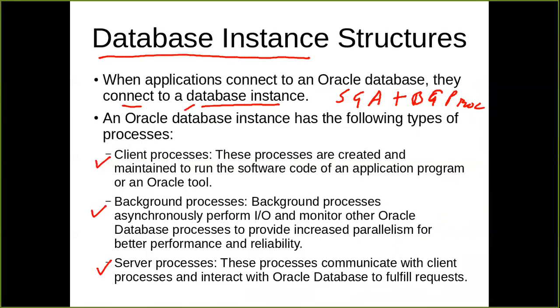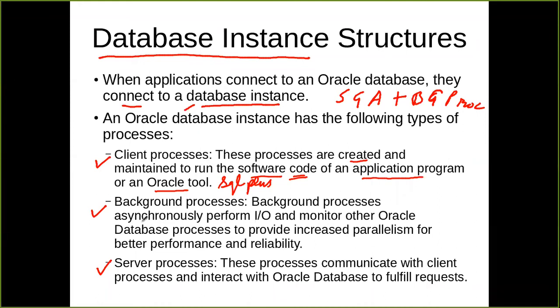Client processes are the processes that are created and maintained to run the software code of an application program or an Oracle tool. For example, SQL Plus is an Oracle tool that is used for sending commands to the Oracle server. Similarly, you can have your own program, your own software code, that can be used for accessing the data from the database. All that becomes part of the client process. Then we have the background process.